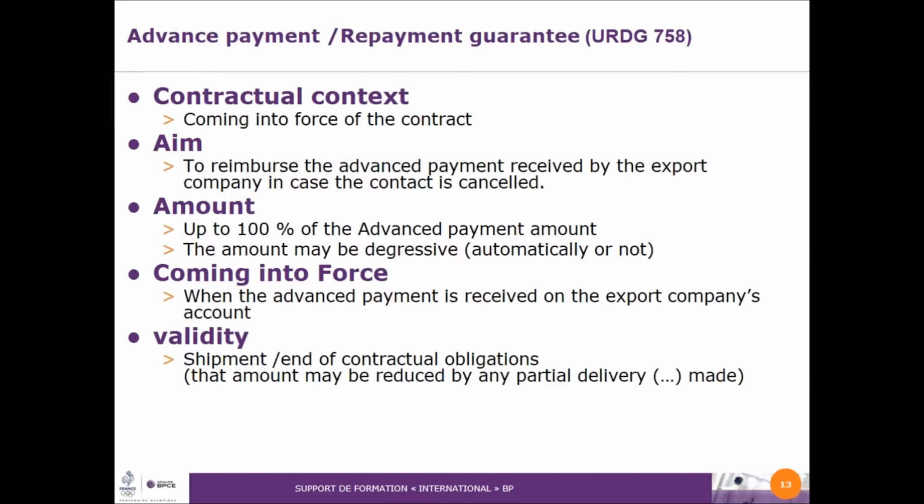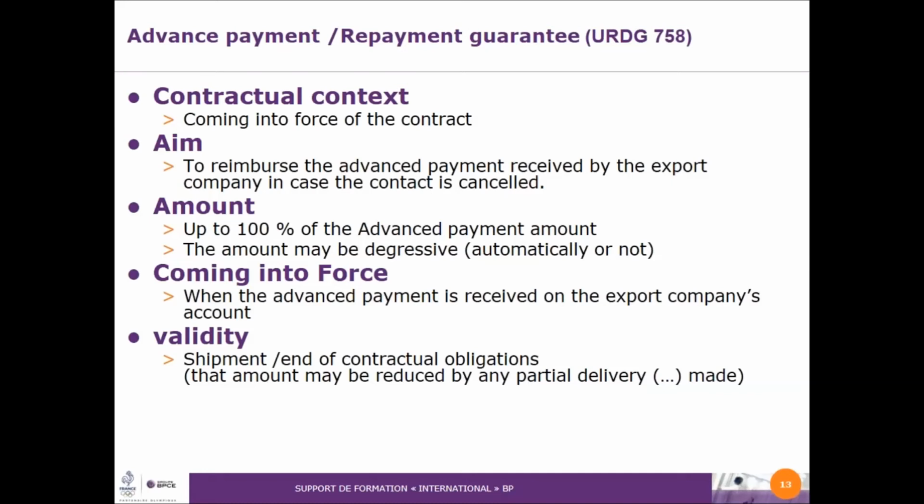So if we now move to the advance payment or repayment guarantee, it's usually coming into force with the contract. In the contract, you have asked the import company to make a down payment, and the aim of this guarantee is to reimburse the said down payment that you've received in case the contract is cancelled. So the amount will be equal to the advance payment you've received.